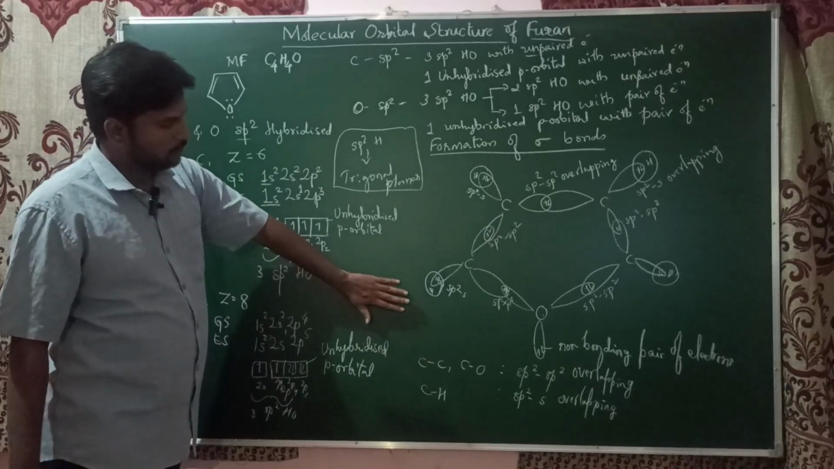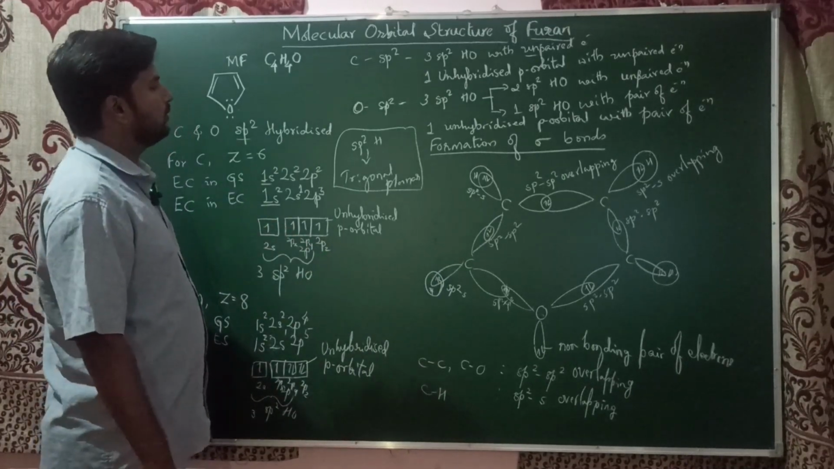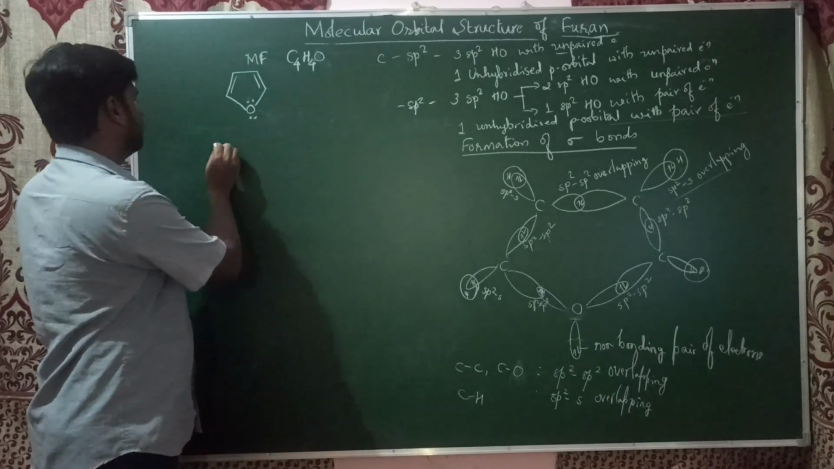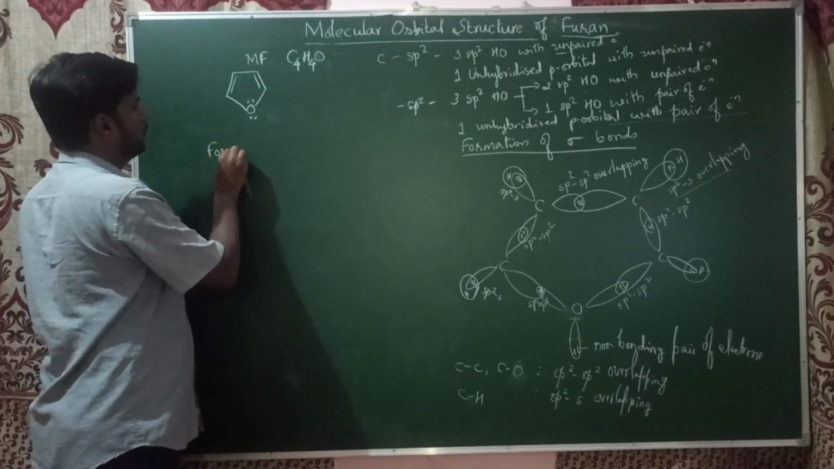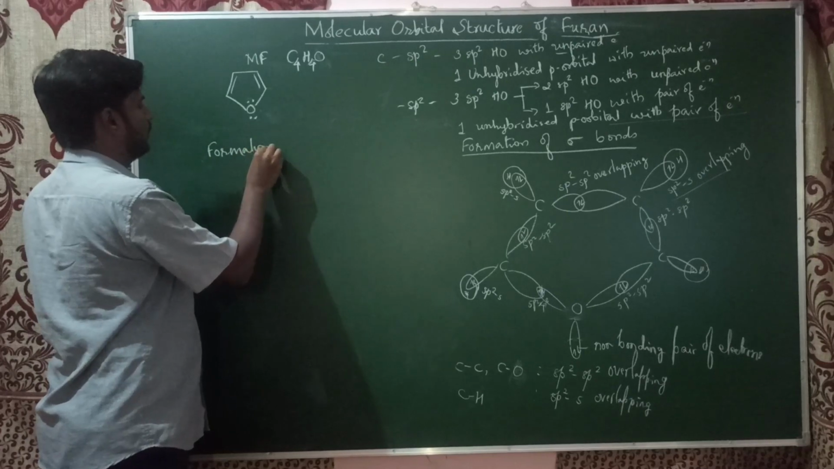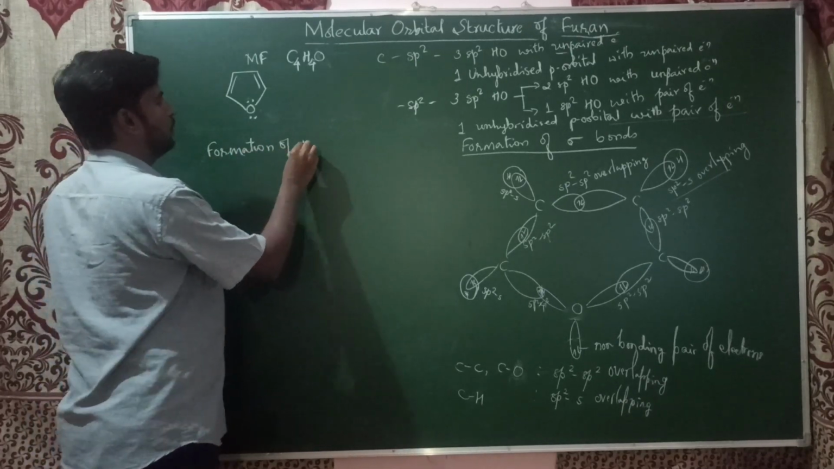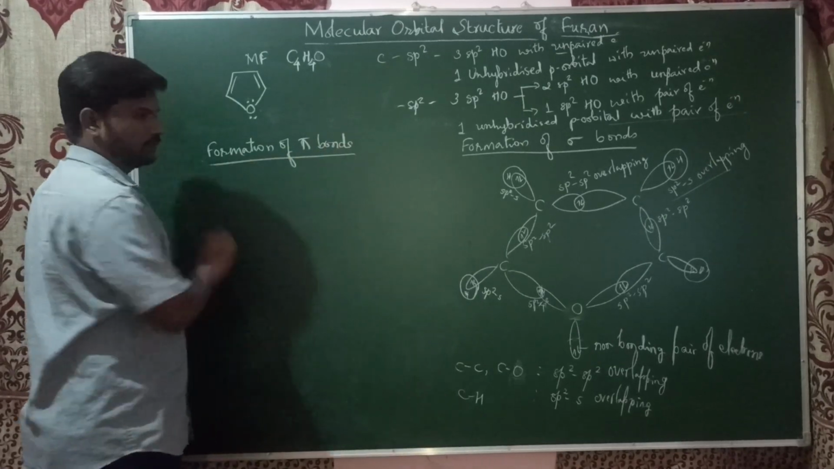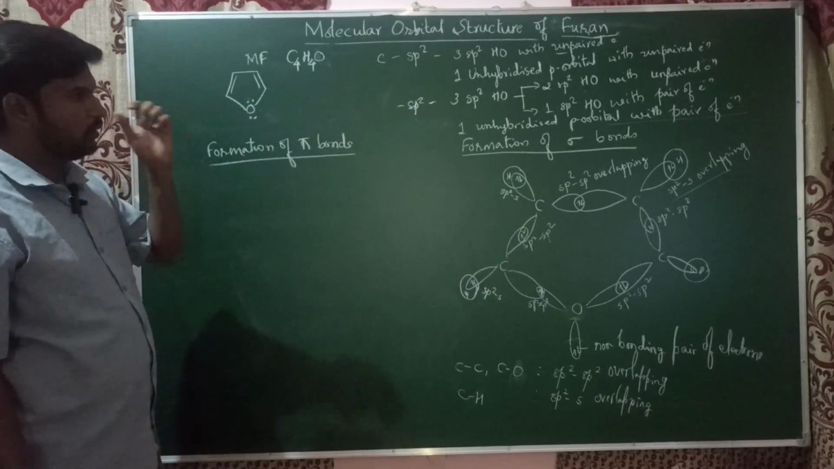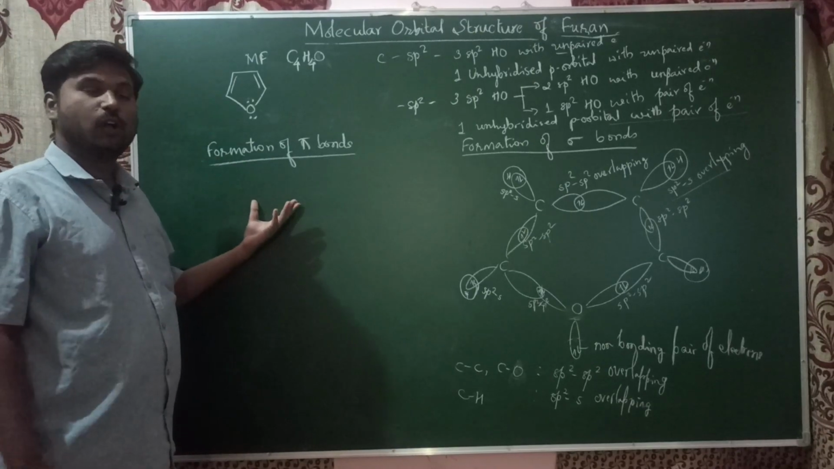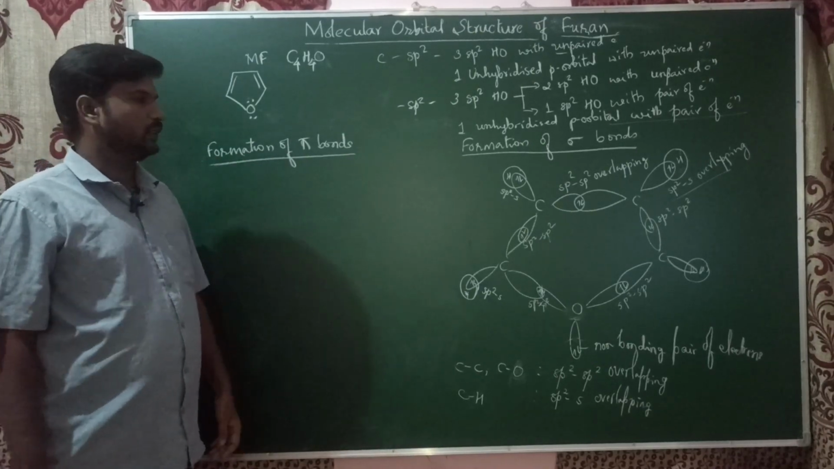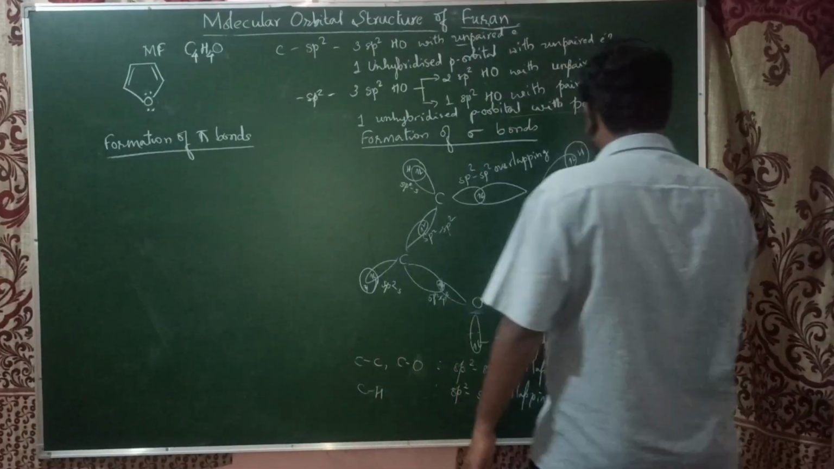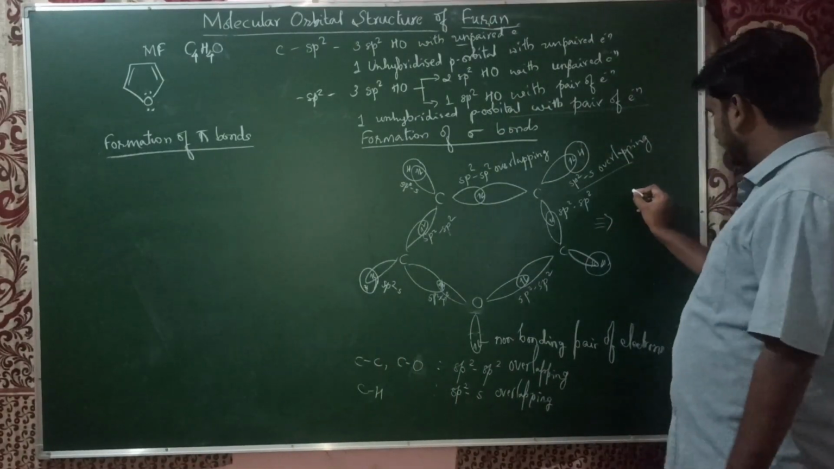After the formation of sigma bonds, now we will see the formation of pi bonds. Students, always remember that pi bonds are formed after the formation of the sigma bonds. So when the sigma bonds are formed, if you write the bonding structure, this is equivalent to this structure.